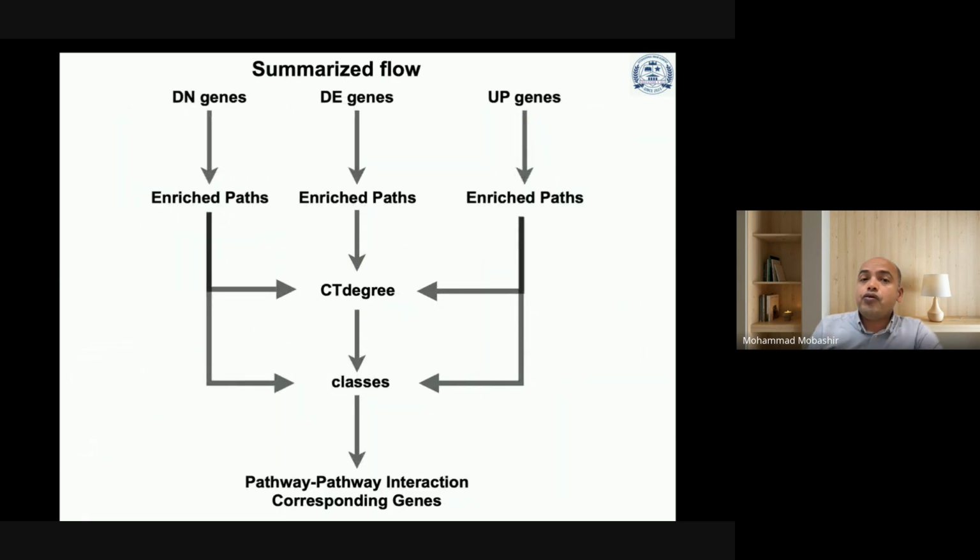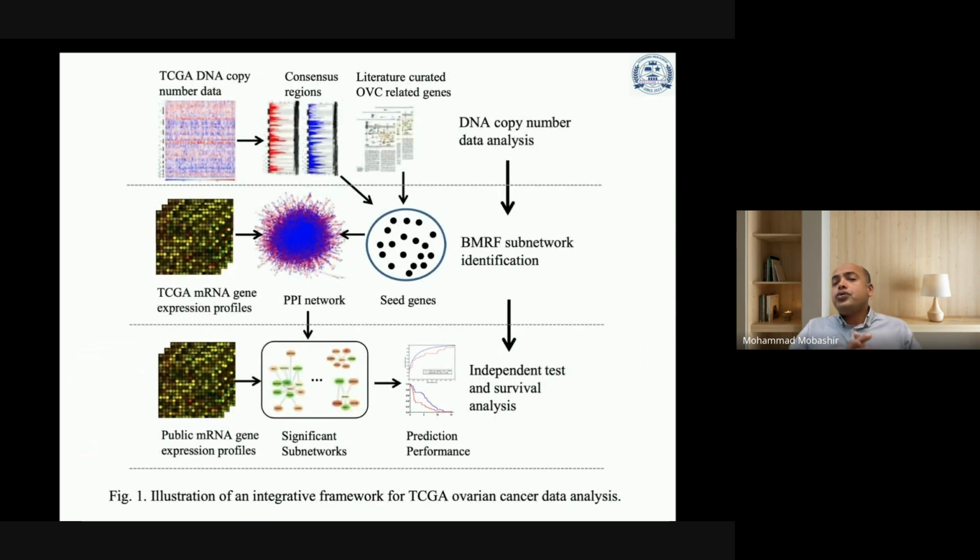So this is the summarized workflow. Now, if you go for more summary, you can see this workflow. Like, let's say, down-regulated genes, up-regulated genes, or differentially expressed genes, go for enriched pathways, calculate the crosstalk degree, then predict the classes, for example, pathway-pathway interaction, and the corresponding genes. If you are wondering if it is something completely different, then I'm presenting some relevant workflows for the previous existing softwares. And these are the generalized workflows for most of these softwares.